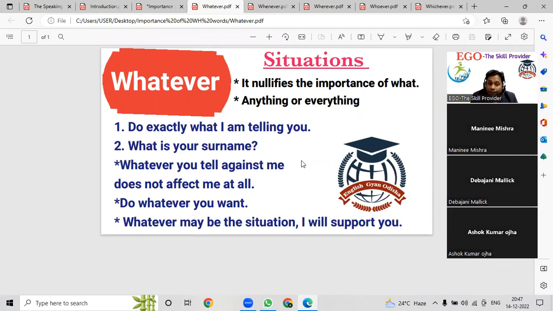You are supposed to give specific information, right? But whenever you are trying to use whatever, the very importance, the very purpose of what is lost. Look at the sentence: Whatever you tell against me doesn't affect me at all.